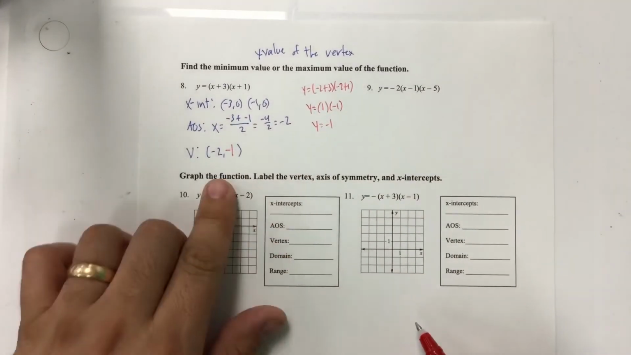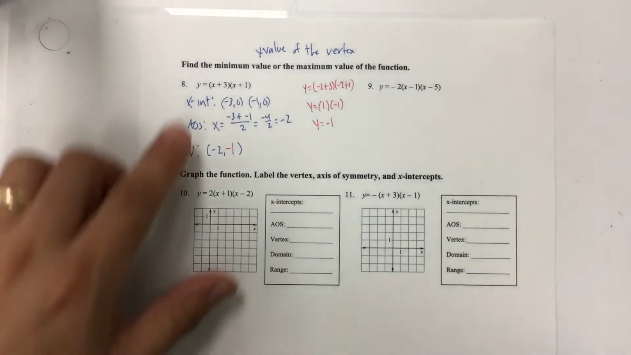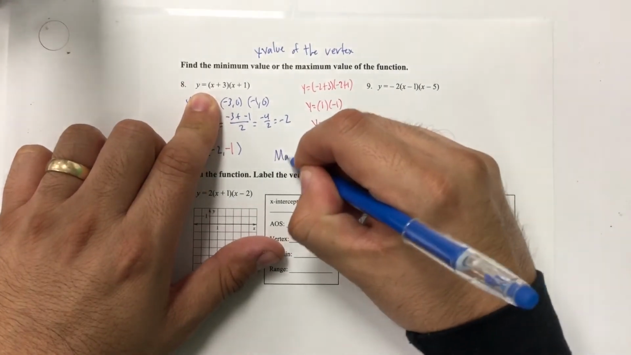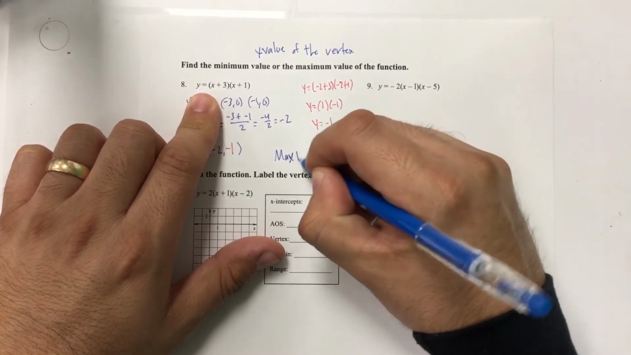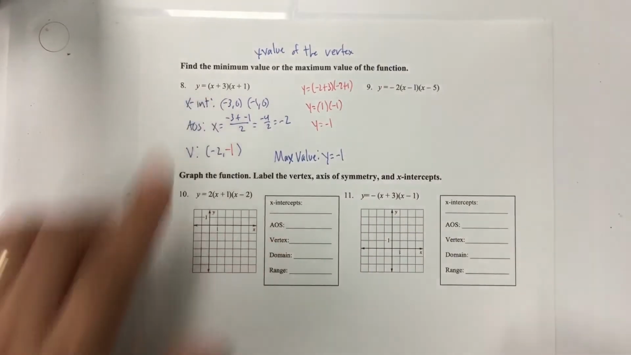And there is my vertex, but the question says find the minimum or the maximum value. In this case, since a is positive, it's facing up, so we have a max value, and that would be y is equal to negative 1.